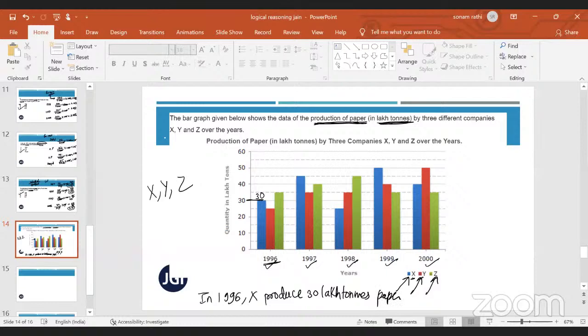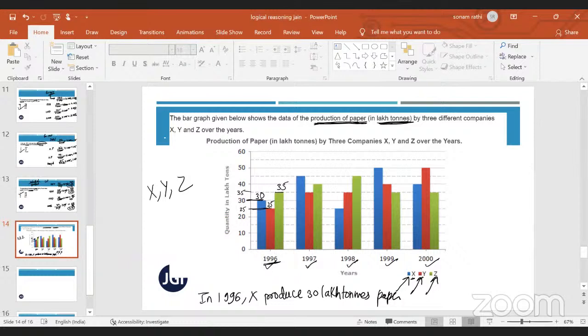Y is producing how much? Red one is Y. Y is producing 25, in between it is 25. And Z is producing how much? In between this is 35. So 30, 25, 35. Got it?